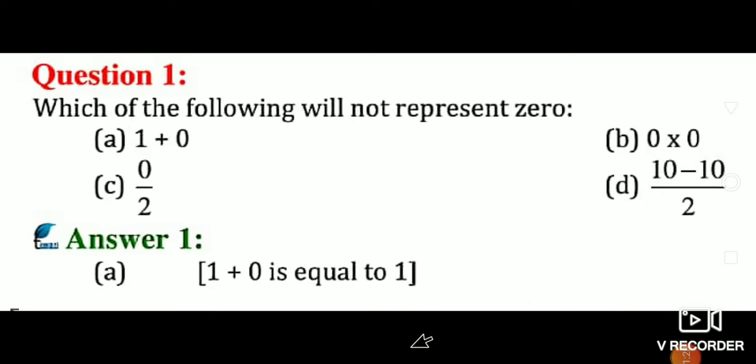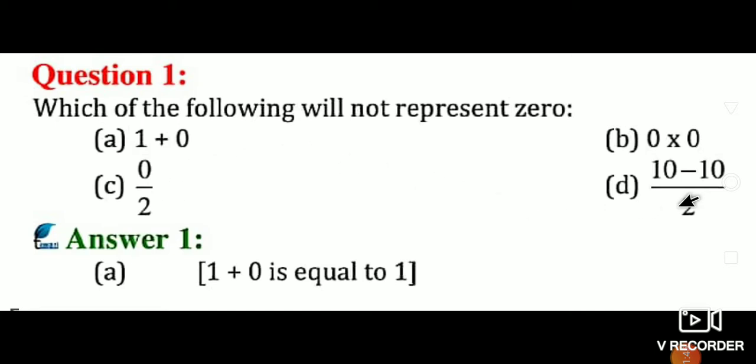Then find C, that is 0 by 2. So here you have to divide 0 by 2. If you divide 0 by any number, it gives again 0. Therefore 0 by 2 is equal to 0.